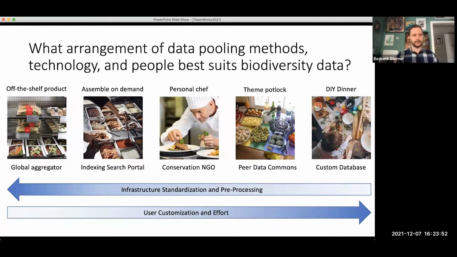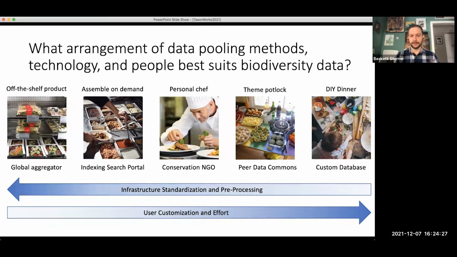So one mode is to make an off-the-shelf product, like a global aggregator, where you go to the website, it's there, you find it, you download it, and you eat it as is. Or maybe you want an assemble-on-demand process like Chipotle. You can think of this as like Meta 1 for ecological data. There are lots of fairly modular things, but one point of access that you can search and stitch things together as you want to make a hopefully tasty meal.